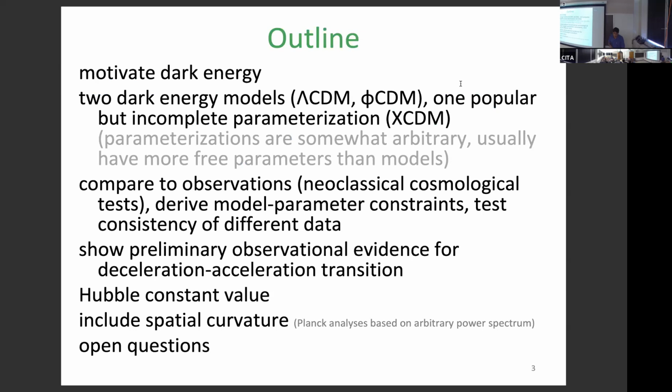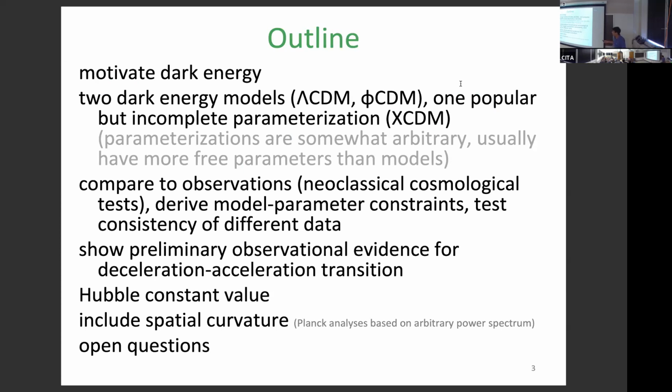So we know at the present time that the breakdown of the composition of the energy budget is 5% baryonic matter, 25% non-relativistic cold dark matter, and 70% dark energy. And so what I want to do is motivate dark energy a little bit, and I'll do that really fast. And then we're going to look at a couple of different dark energy models.